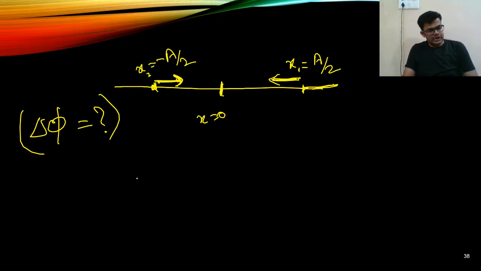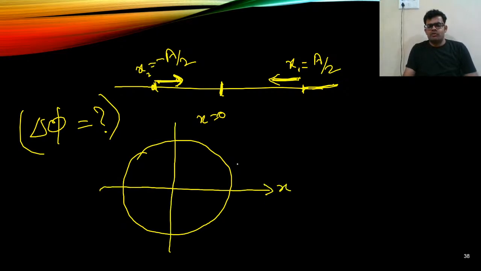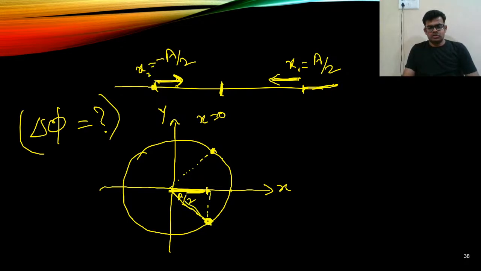This is the question. So I will draw a circle, and in that I am drawing the x-axis and y-axis. The particle is at x equals a by 2, so x equals a by 2 will be here. This is a by 2. Now at what positions is it possible? It is possible at this position, and at this position. At this position the particle is going away from the mean position, but at this point it is coming towards the mean position. So this is the first position.